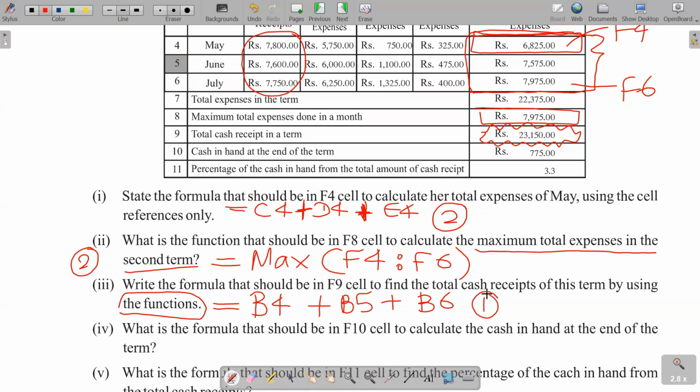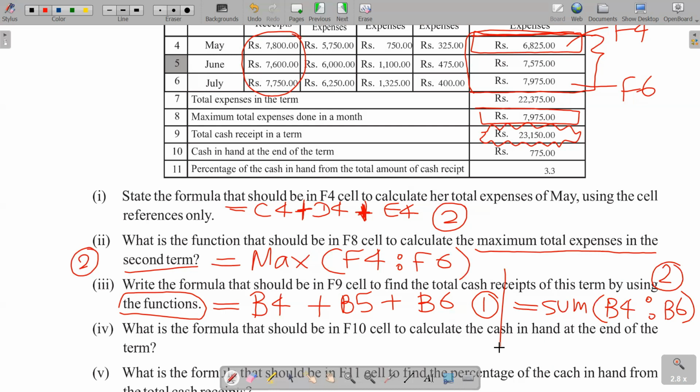So the correct answer is going to be the sum function: equals sum, open brackets, B4 colon B6. Or you can say equal sum, open brackets, B4 comma B5 comma B6. That's going to give you 2 marks. If the cell reference and the plus operator is used, only 1 mark.